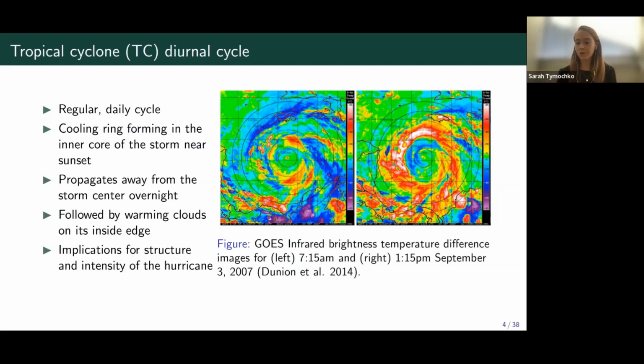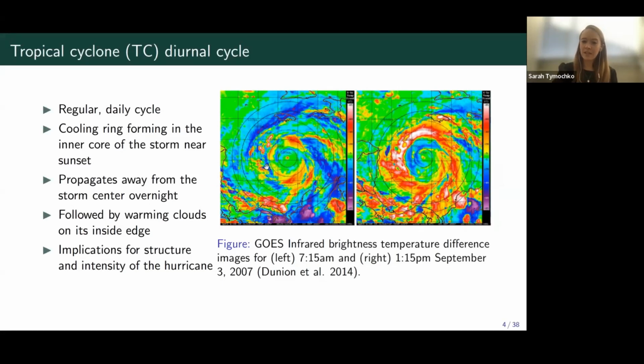So in order to detect that, we need to take two images of a hurricane at different times and look at how the temperature changed in between. So in this case on the right, this is a figure from a paper from Dunion et al. in 2014. And this is examples of two screenshots of the hurricane 6 hours apart and subtracted, and then take another 6 hours and subtract those two. So on the left, this would be 7:15 subtracting 6 hours later, and the right is 1:15 p.m. subtracting 6 hours later. So this tells us sort of how it's changed over time.